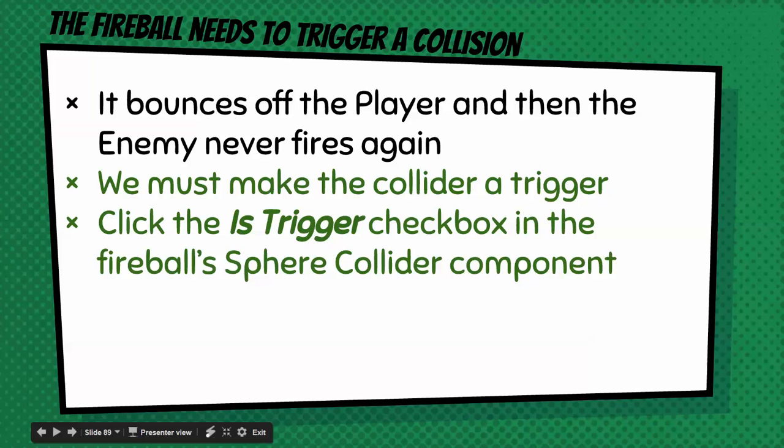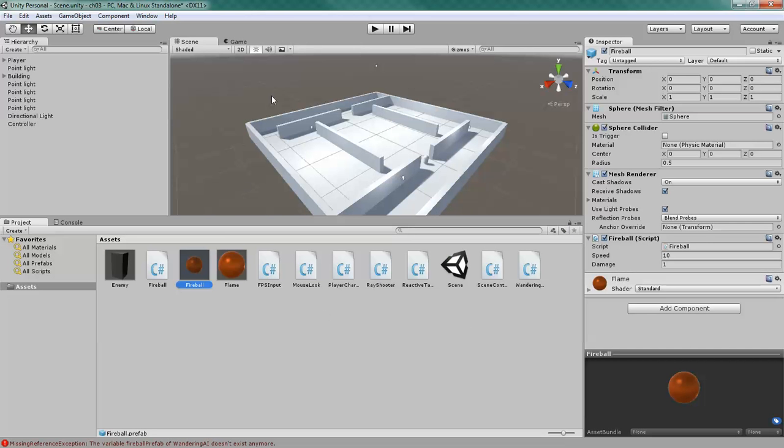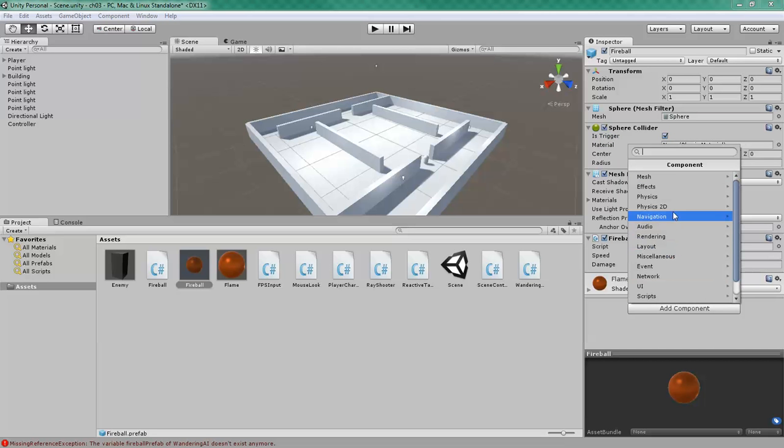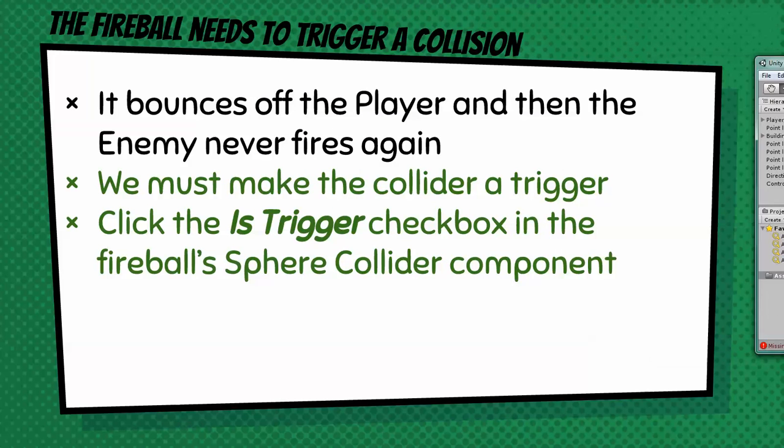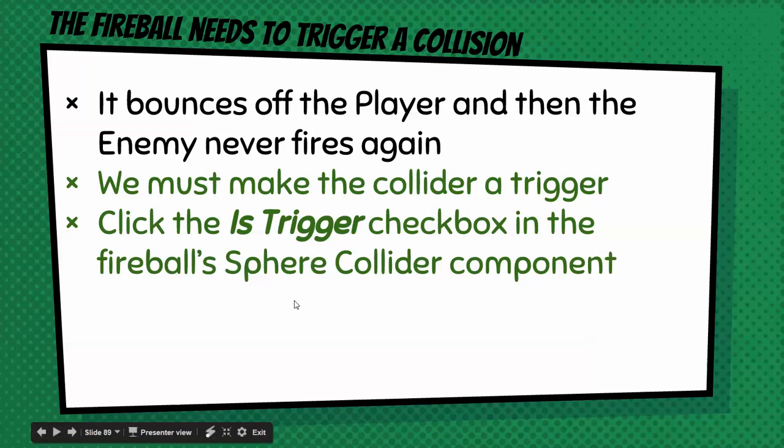Okay, so let's take a look at what we're going to do here. We're going to go to the fireball prefab. We're going to go to its sphere collider, and it needs to be a trigger. So basically when it gets hit, something has to happen. Then we're going to go to Add Component, go to Physics, and add a Rigidbody. This is some other physics stuff that basically helps it.